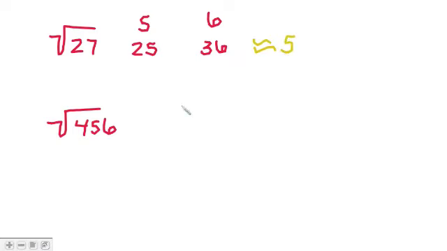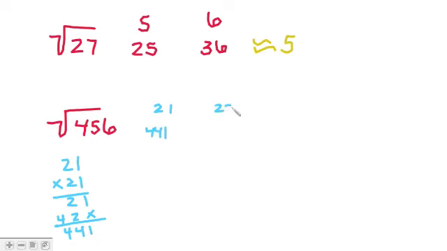How about 456? Well, 21 would be a close contender. Let me show you how I did that. 21 times 21, okay, is going to be 441. What's the next value higher? 22. All right, so let's try that one. 22 times 22 is going to give me 484.